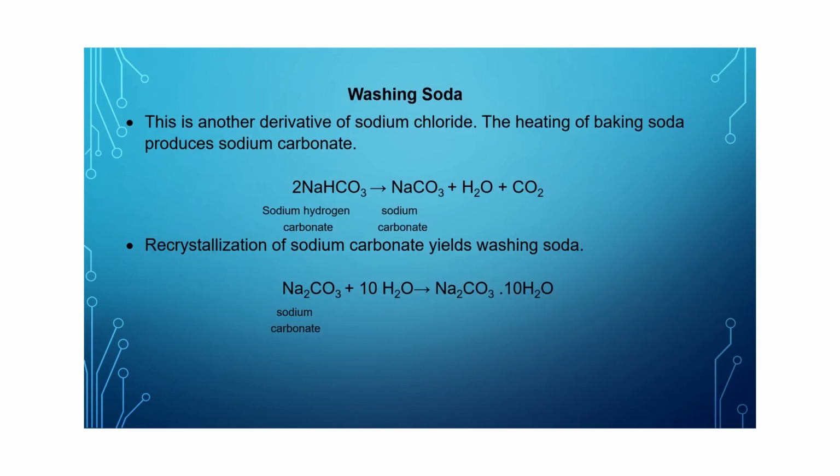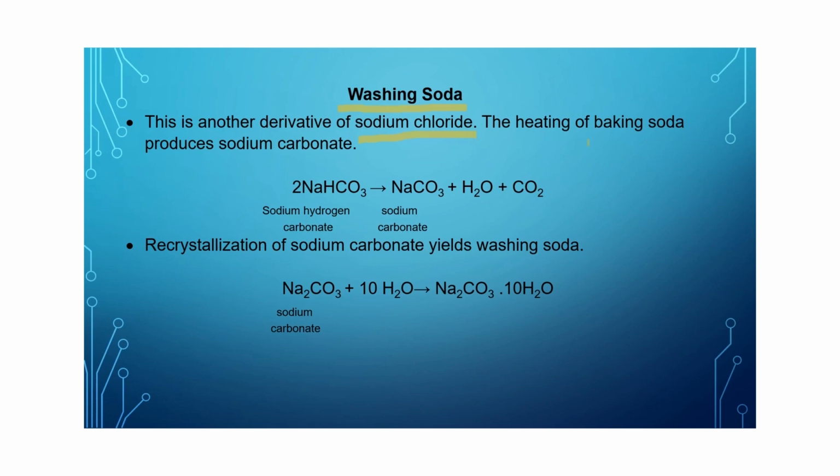Another very common base found in our homes is washing soda. Now washing soda is another derivative of sodium chloride. Sodium hydroxide we have already discussed. It is manufactured from sodium chloride. Now washing soda is also a derivative of sodium chloride.